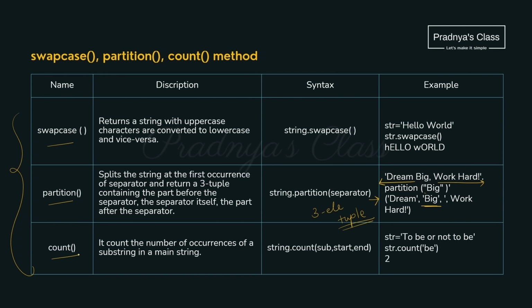This is also an important method, count. It counts the number of occurrences of a substring in a main string. It means you can count how many times that string appears in the main string. Look at this example. B is 2 times in the string.